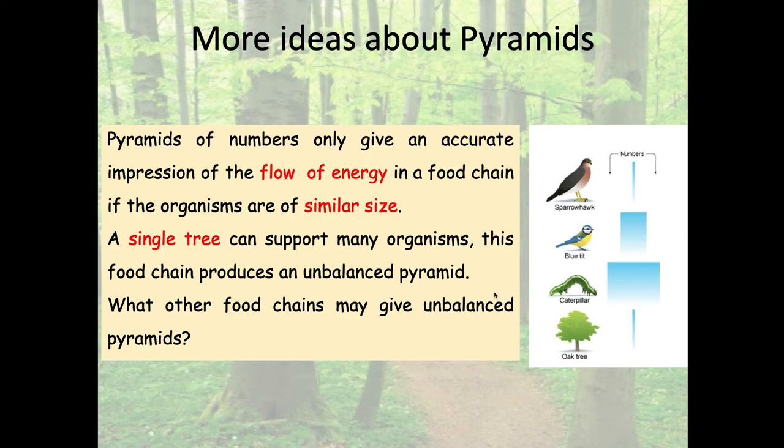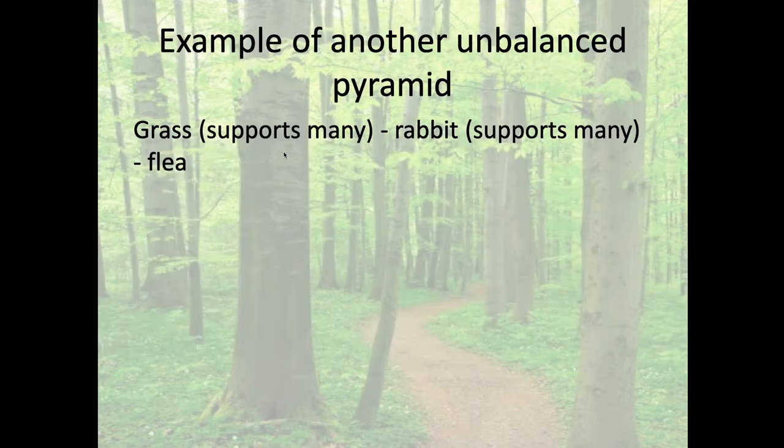Another example of that would be grass, which supports a lot of rabbits, which supports an awful lot of fleas. So that's an odd looking one as well, because the number is not necessarily reducing. There's a lot more fleas than there are rabbits.